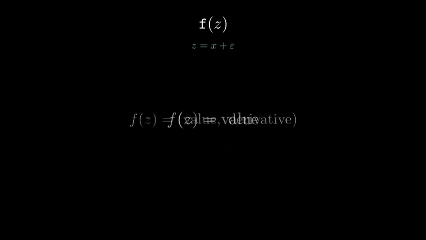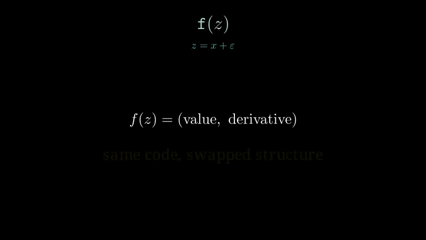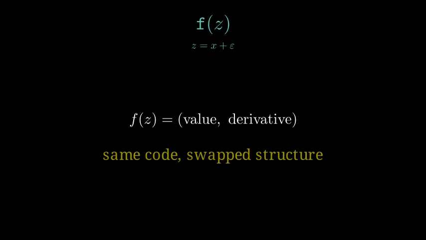And if we swap z for a dual number instead? Then watch closely. Let z be x plus epsilon. The source code of f does not change by a single character. The very same multiplications and additions execute. But now each one also carries an epsilon part, and f of z comes back holding two numbers, the value and the derivative together. Same code, swapped structure. We changed what z is, not what f does.